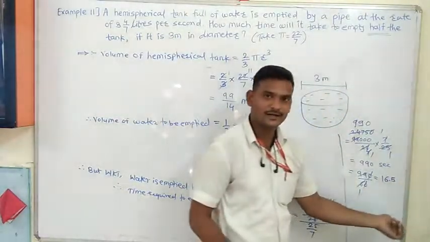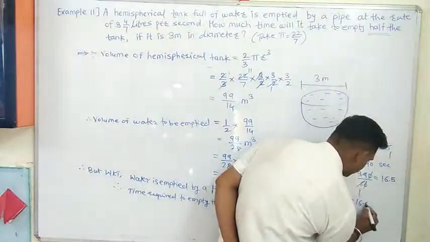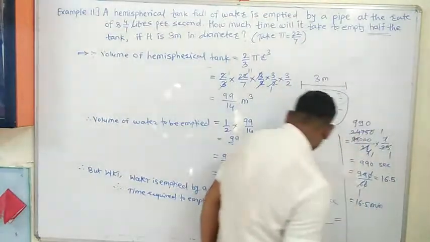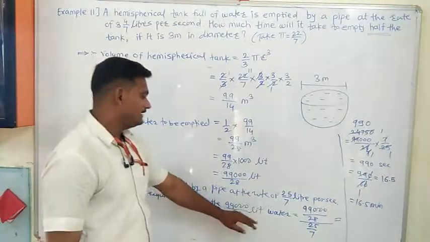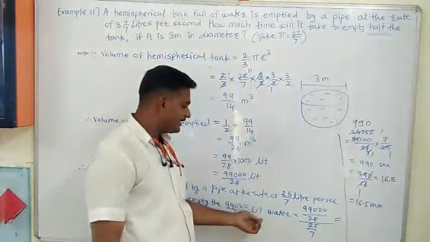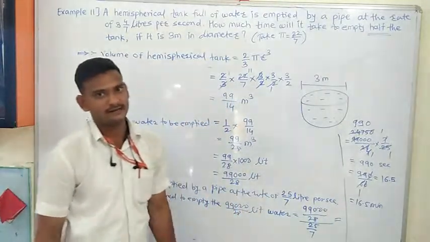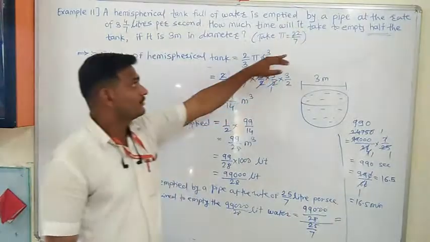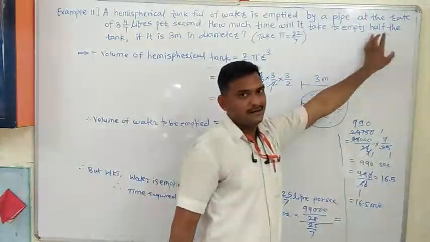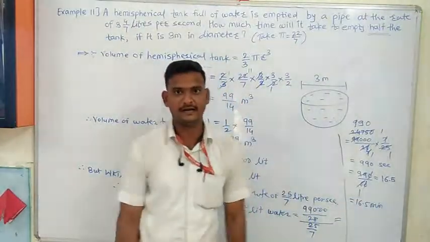3 will remain. It will become 30. 6 fives are 30. Therefore, we got 16.5 minutes. Therefore, the time required to empty the 99,000 divided by 28 liter water is equal to 16.5 minutes. Now write one sentence below this: the time taken to empty half the tank is equal to 16.5 minutes.